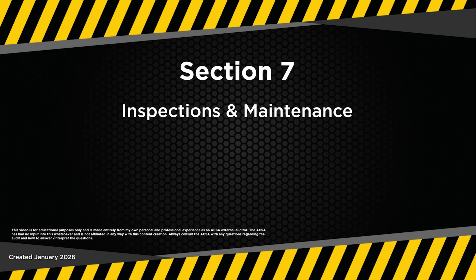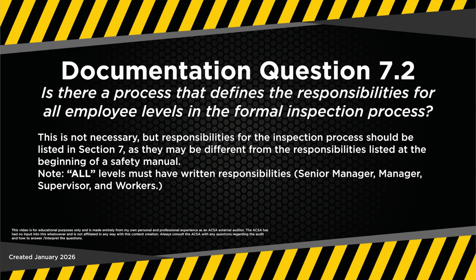Section 7 deals with inspections and maintenance. So the first question, 7.2, asks, is there a process that defines the responsibilities for all employee levels in the formal inspection process? Notice the emphasis on all.